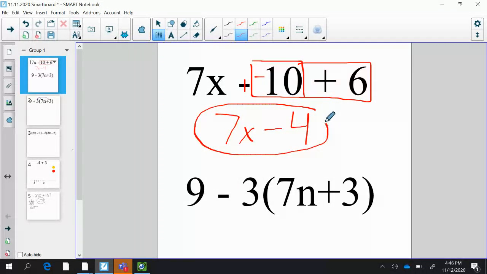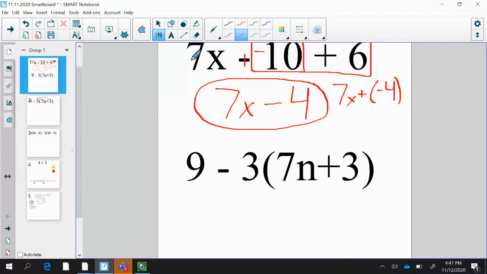So that'll be 7x minus 4. Now, again, if students want to keep it like this, that's perfectly fine. I do teach in the classroom that plus a negative 4 is the same thing as just a minus 4, and this looks a little bit cleaner.